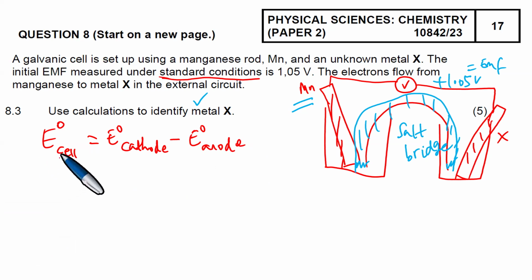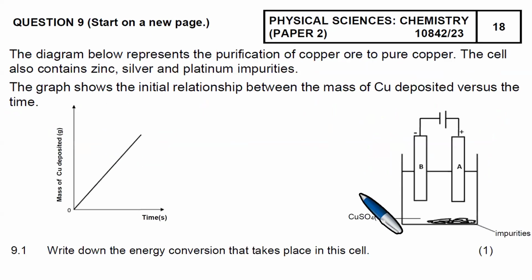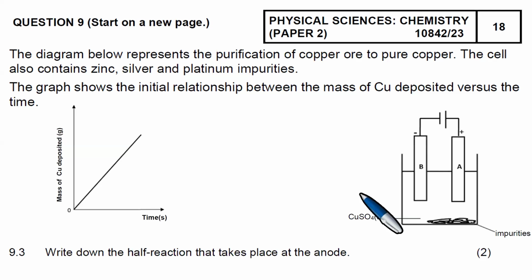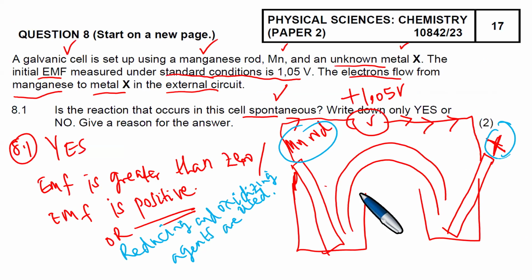What is the EMF of the cell? We're told that it is 1.05 volts. It is equal to the cathode, which is the X. The anode must be exactly what here? It is manganese. Manganese is the anode. So if manganese is the anode, we go to the table of reduction potentials and we check what the manganese is going to be. Let us check this manganese over here.